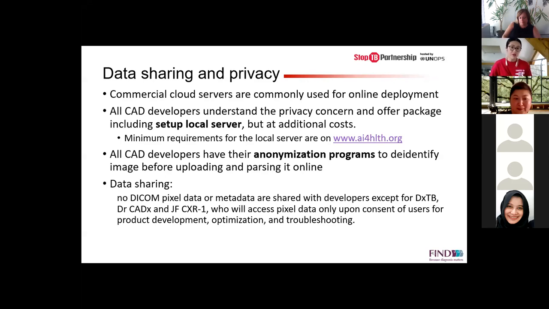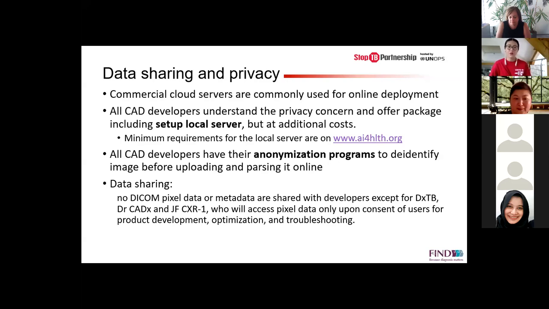For most of the online deployments, commercial cloud servers are most commonly used. That means Amazon Web Services or Baidu Cloud, etc. And all the CAD developers that we have surveyed all have an anonymization program that can de-identify any patient identifier in the DICOM before it is uploaded and parsed online.